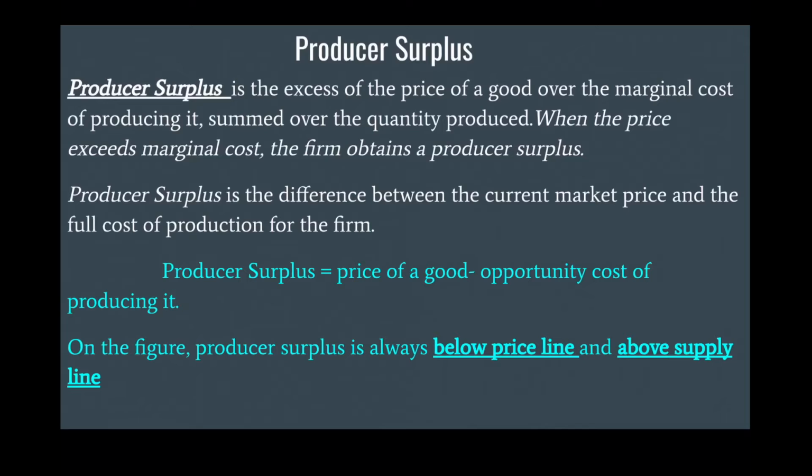Producer surplus. Producer surplus is the excess of the price of a good over the marginal cost of producing it, summed over quantities produced. When the price exceeds marginal cost, the firm obtains a producer surplus. Producer surplus is the difference between the current market price and the full cost of production for the firm. So it can be calculated as the price of the good minus the opportunity cost of producing it. On the figure, producer surplus is always below the market price line and above the supply line, or the marginal cost line.